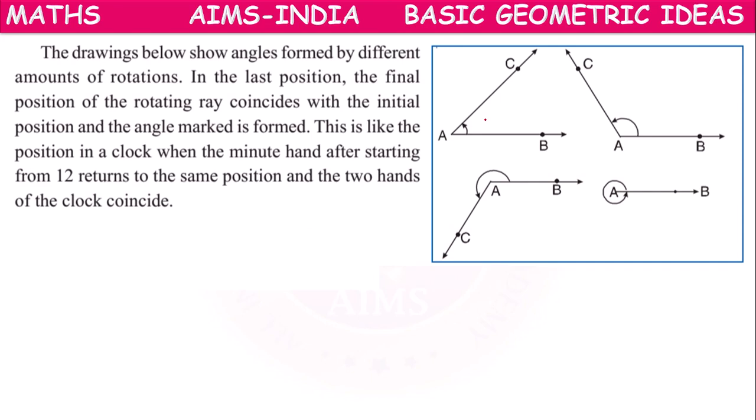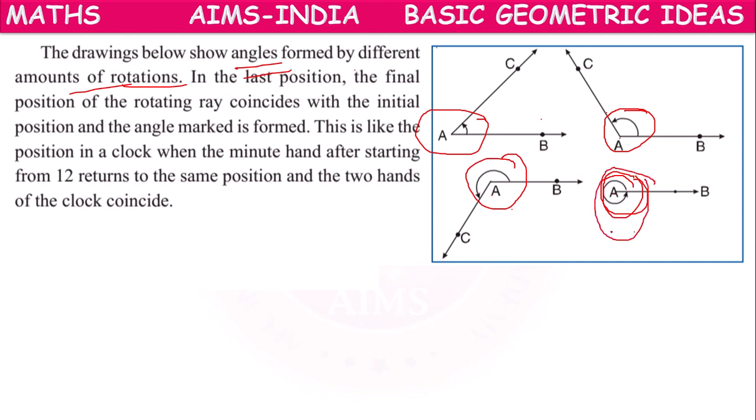So here is one kind of rotation. Here the amount of rotation is different, so the angle is different. Here is a complete rotation, so a complete angle, like this. So these pictures show the amount of rotation and the angles formed by different amounts of rotation.